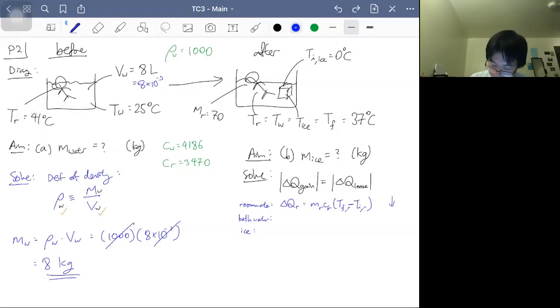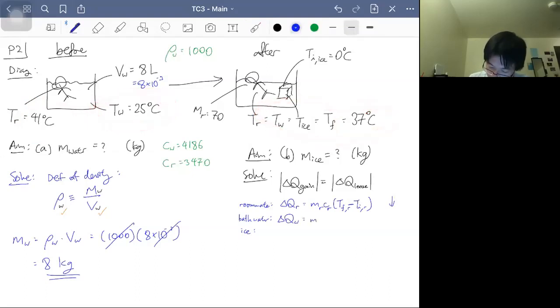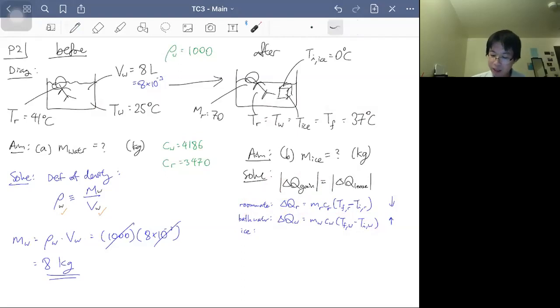Next, the bath water. What's the water going to do? Is it going to warm up or is it going to cool down? You look at the numbers over here and it warms up. Perfect. So water, T final water minus T initial water, and it's going to warm up. So this will go on this side. It's going to gain heat energy from the roommate. The roommate's going to lose energy. The water is going to gain energy. So this is going to go on the left side. This is going to go on the right side.